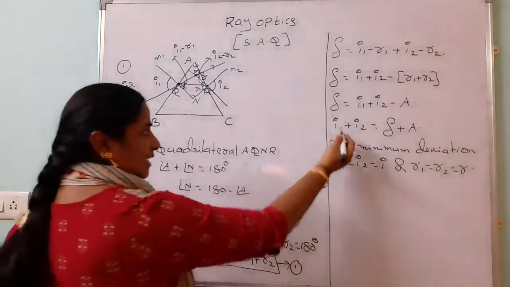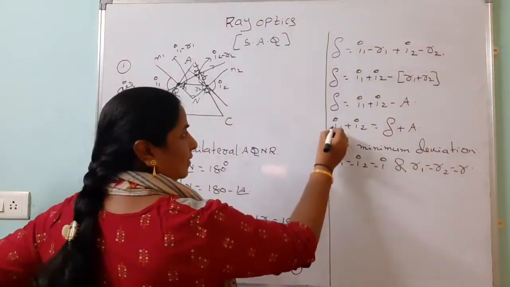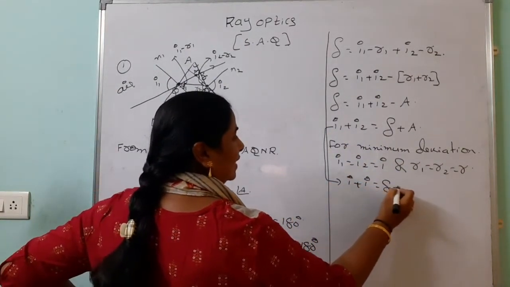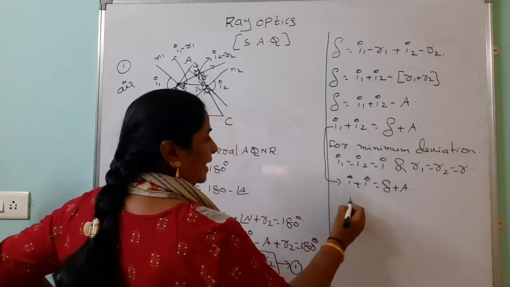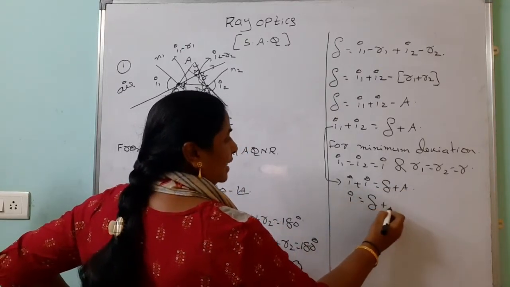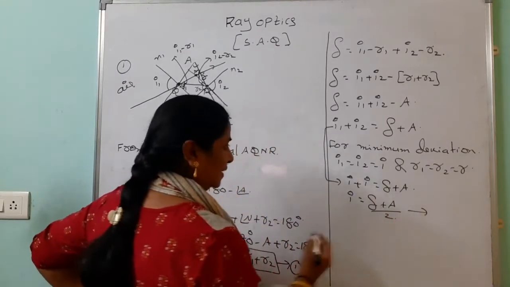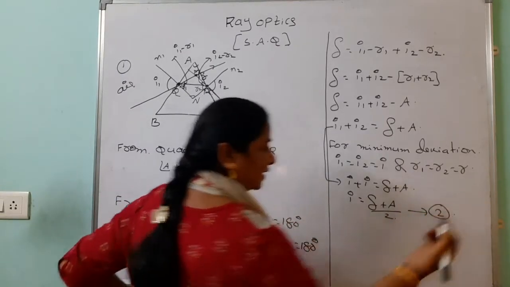Then how to write this expression now? I plus I is equal to delta plus A. Then I equals how much? Delta plus A by 2. This is a very important expression. We can take it as expression number 2.